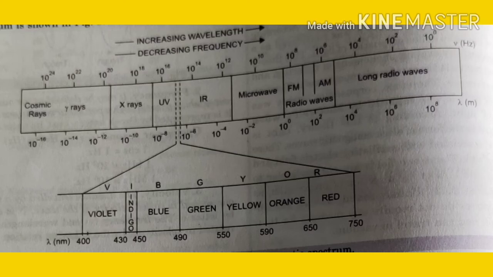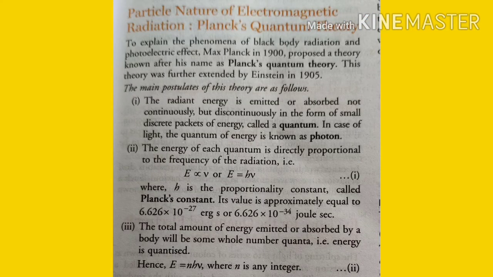Different regions of the electromagnetic spectrum can be identified in the spectrum of electromagnetic radiations. Now we will study the particle nature of electromagnetic radiation, which is called Planck's quantum theory. To explain the phenomena of black body radiation and photoelectric effect, Max Planck in 1900 proposed a theory known after his name as Planck's quantum theory.